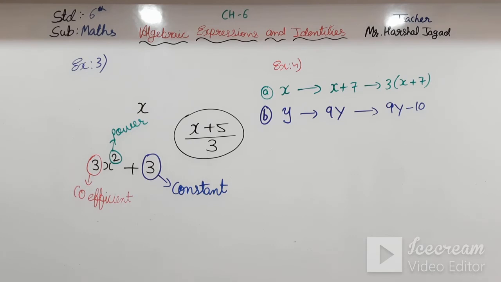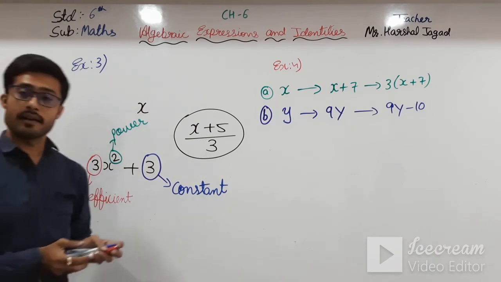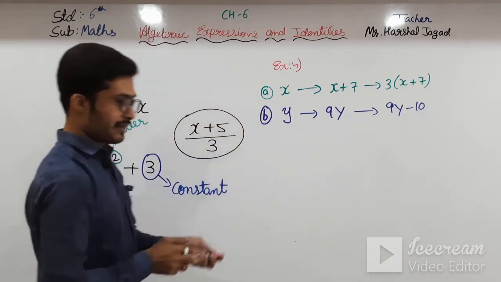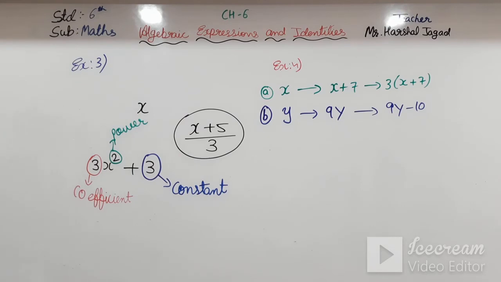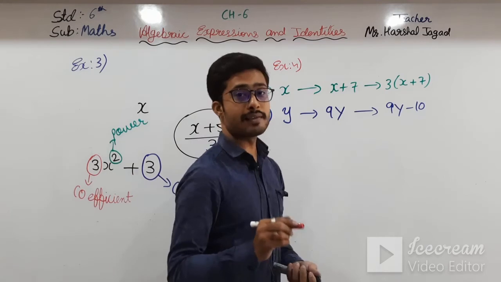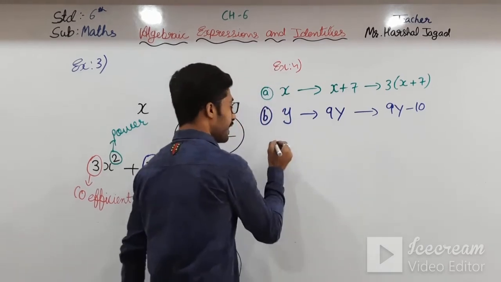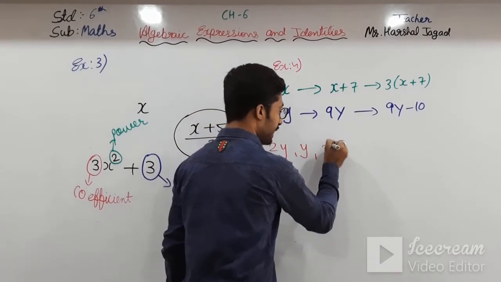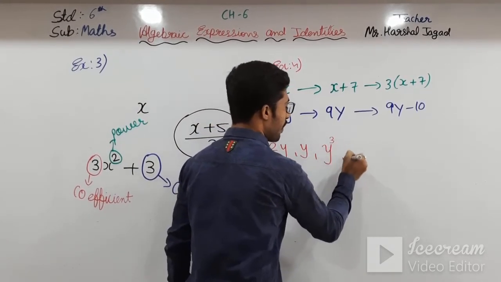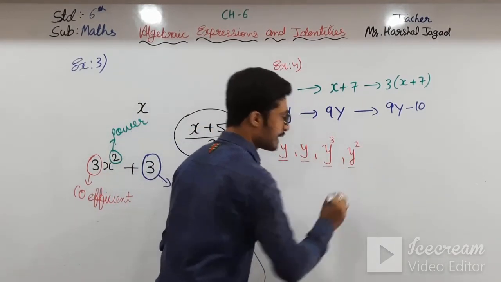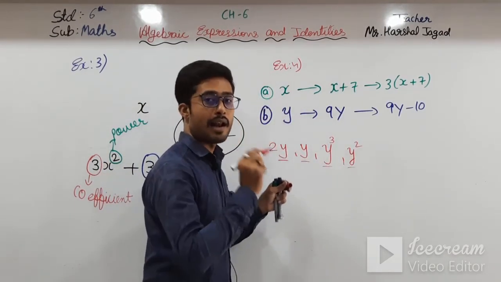Next, like terms and unlike terms. So what is like term and what is unlike term? In that, what is like term? Like term means the variables are same. That is, if I take 2y, y, only y raised to 3 or y raised to 2. So here the y is same, so those are like terms.